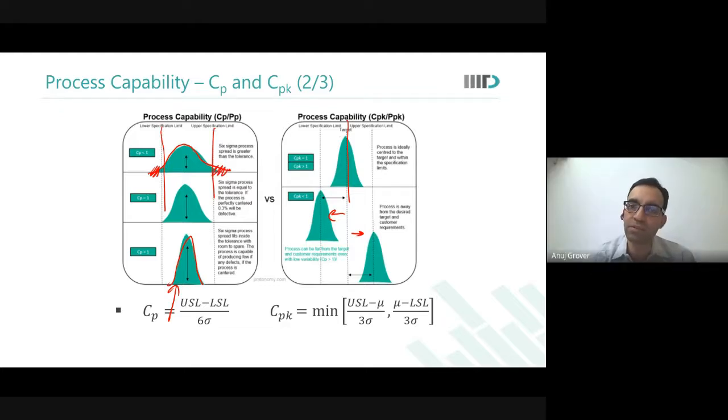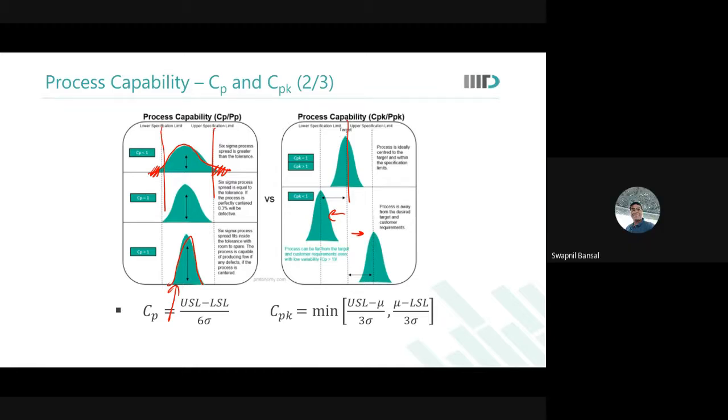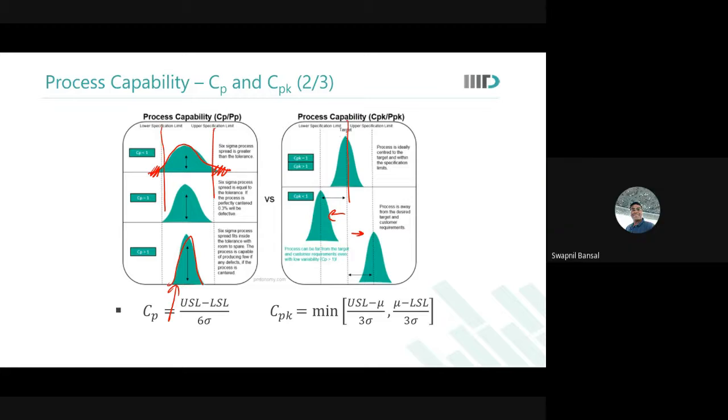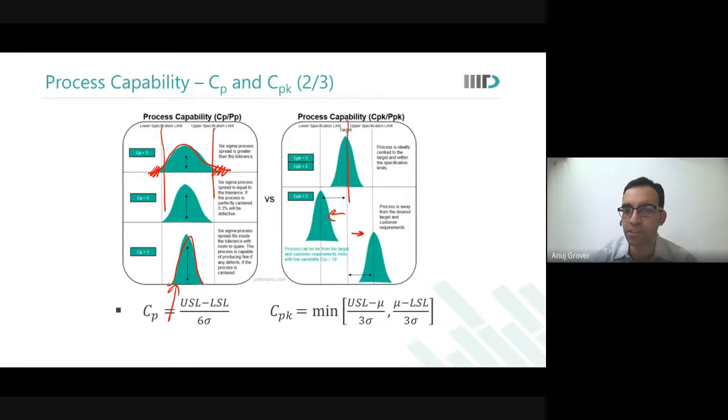CPK less than 1, having more failures. But aren't you covering? It is not about covering, Swapnil. It is about where the dies are lying. You manufactured 100 dies. How are they spread in this window? There are dies in this region, so they are failures. You cannot sell those dies. Do you want that? Or do you want to sell all the dies that you are able to manufacture so that you can get more profit?